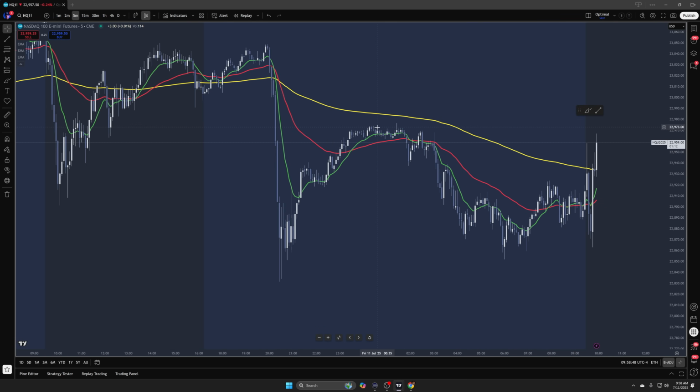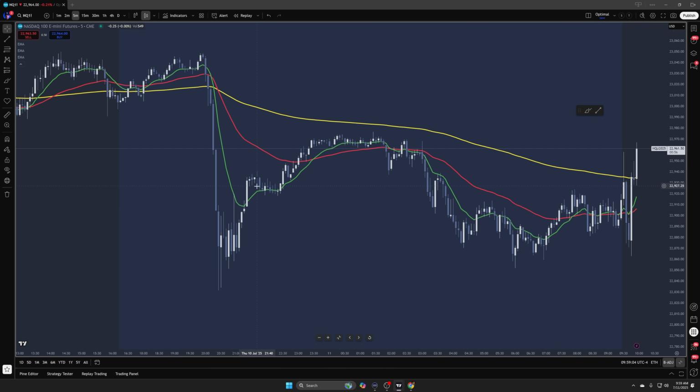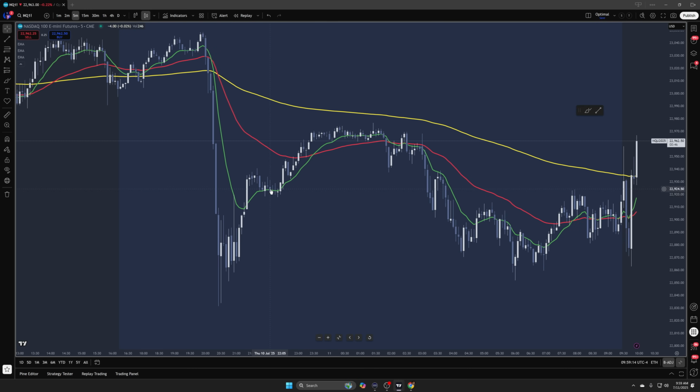So what are the rules? Well, rule number one: if we're below the 200, which is this yellow line, we're simply looking for price action to be below the 13. That's what we want. We have this area here where price action breaks the 13 into the 48. This here is a no-go zone simply because we can have a rejection, right? So trading into the 13 is a no-go when we are below the 200.